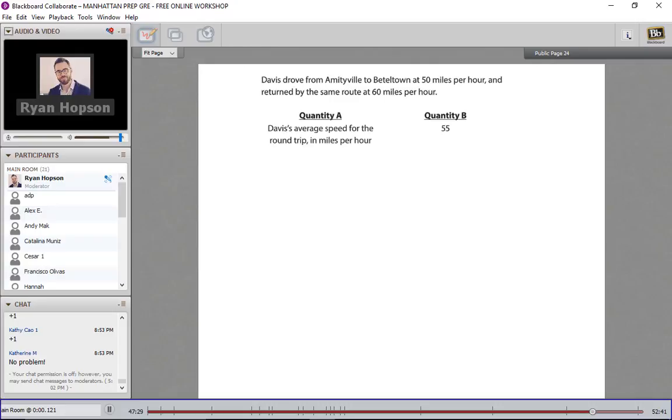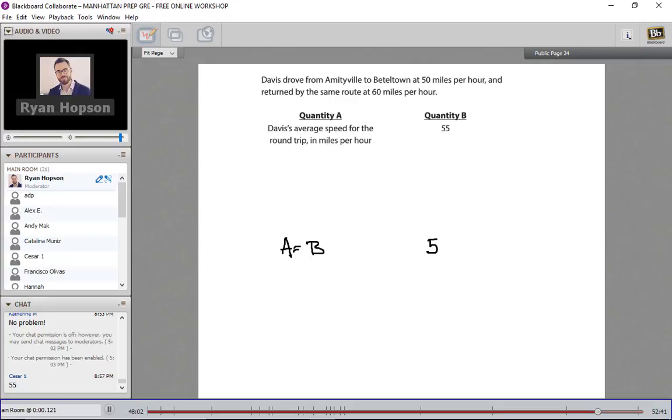All right. I'm going to show you guys how to math through this one, but let's talk about the logic of it first. What would happen, and I'm sending the chat back to public, so please come on back to the main room if you haven't done so yet. What would have to be true for A to equal B? Yeah, it would have to be equal to 55, absolutely. But what would have to be true about the two speeds here?